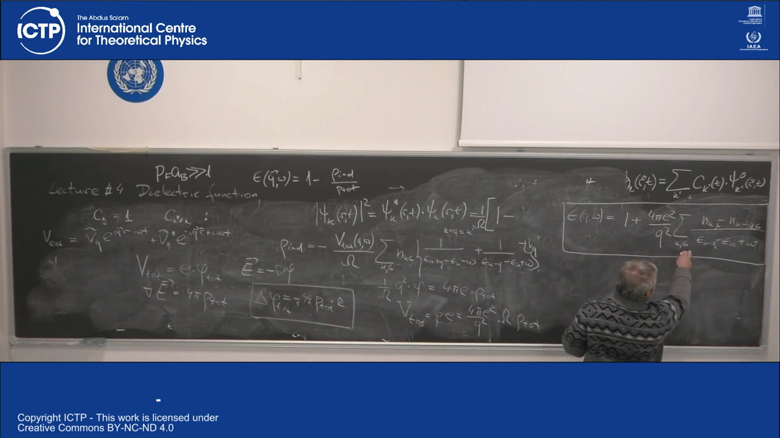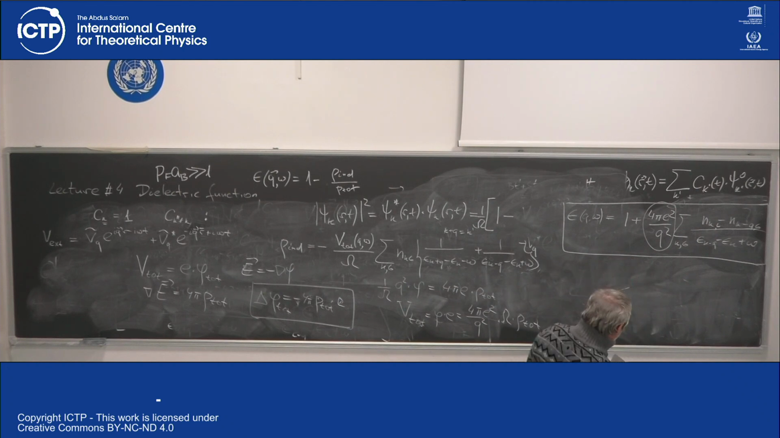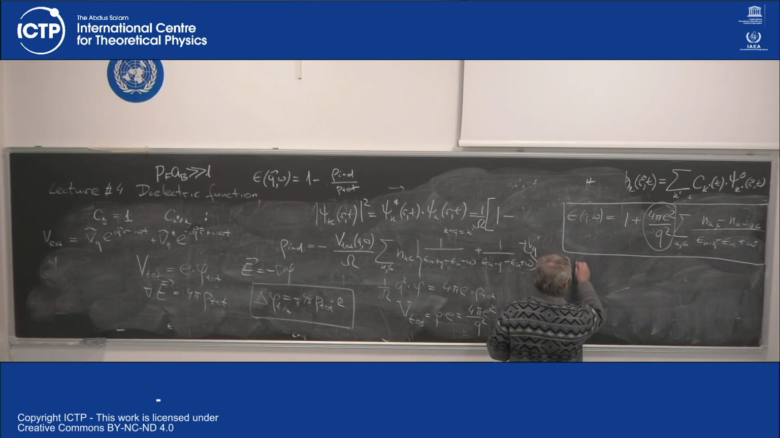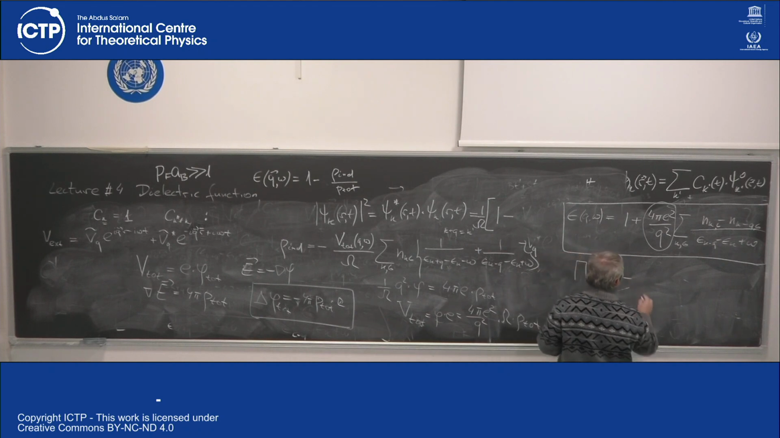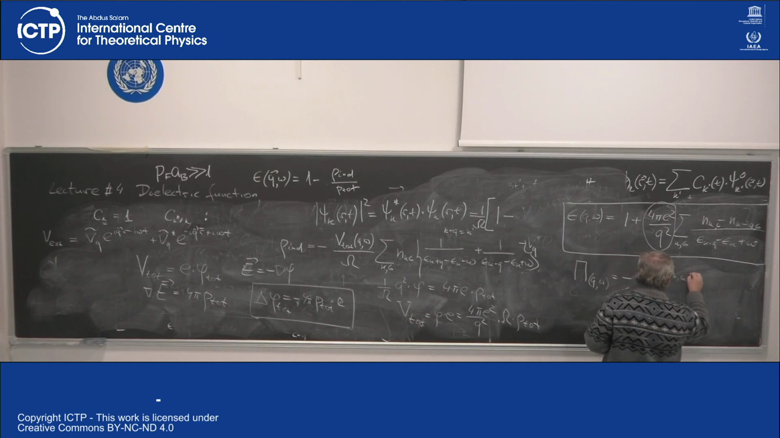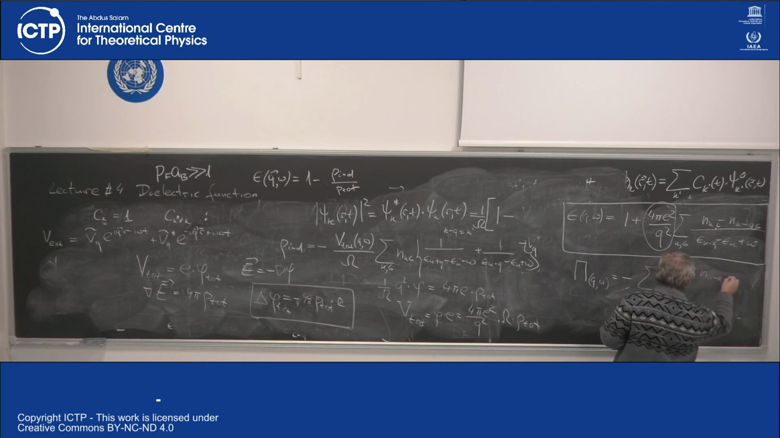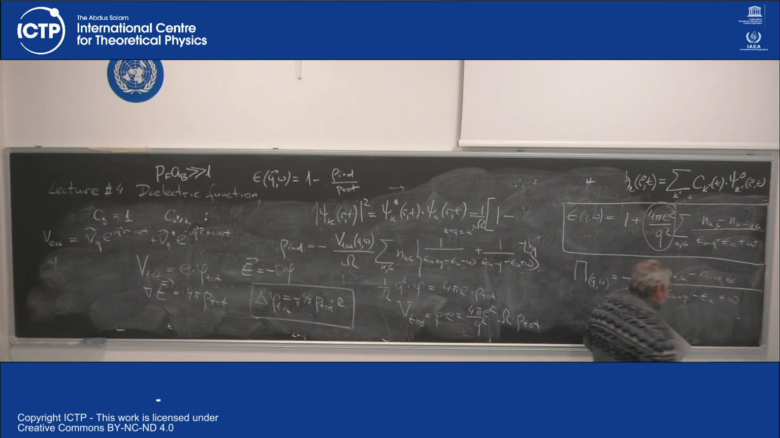Sometimes this sum, so this is the bare Coulomb interaction. You recognize that this is the Fourier transform of e squared over r for a three-dimensional situation. Sometimes people define a quantity P(q, omega), which is minus the sum over k sigma of n k sigma minus n k minus q sigma, and here there is a denominator, epsilon k minus q minus epsilon k plus omega.